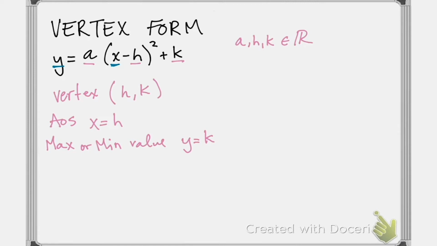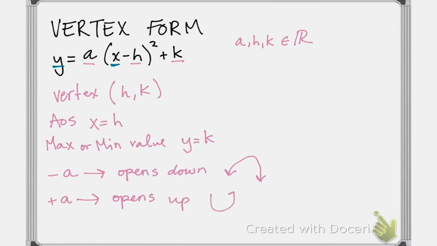Okay, and a, you can think of it like slope. Okay, we're not going to worry about too much of it right now. Instead, if a is negative, our parabola opens down. So it's like a sad face. Negative is down. If a is positive, it opens up like a smiley face. Okay?